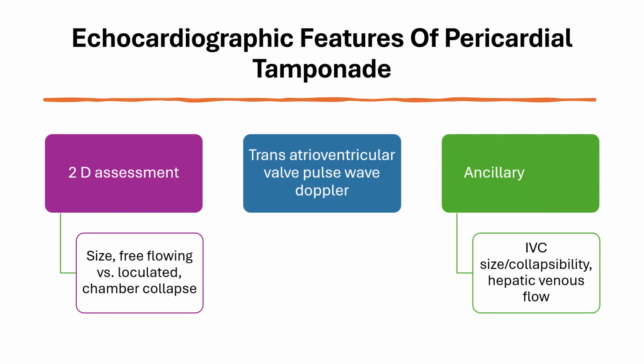So how can ultrasound assist us in understanding whether the patient has tamponade or not? We can do this with assessment by studying the size of the effusion, whether the effusion is free flowing or loculated, and whether a chamber collapse is present or not. You can also assess the transmitral and transtricuspid inflow velocities and profile, and utilize some ancillary methods such as IVC size and collapsibility and hepatic venous flow profile.